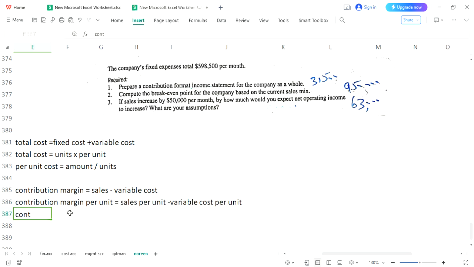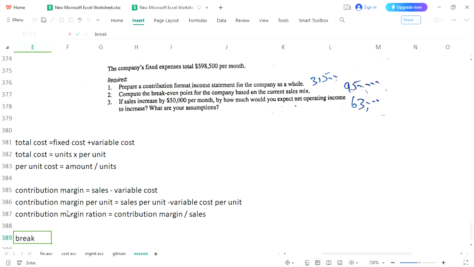There is another important concept, that is contribution margin ratio. How do you calculate it? You take contribution margin and divide it by sales. So here you will get your contribution margin ratio. All right. Then you need to know your break even point.